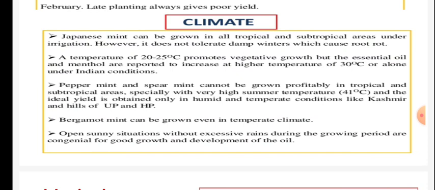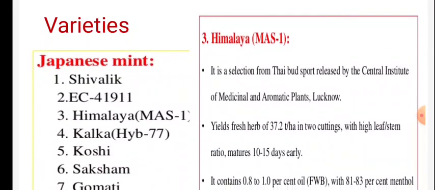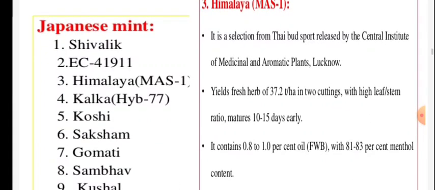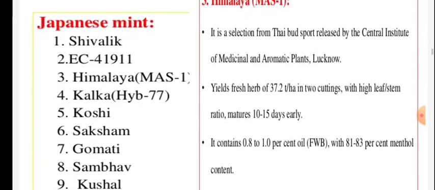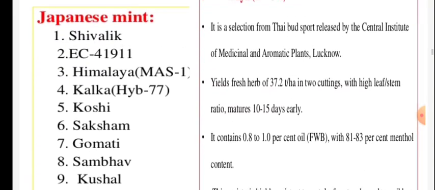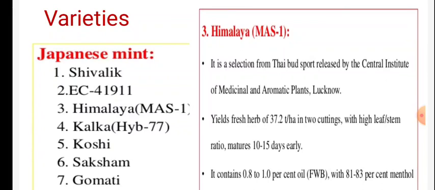Our peppermint requires up to 41 °C temperature in UP and Himachal Pradesh. HP means Himachal Pradesh. It is also grown in temperate regions. The Himalayan varieties are there. Japanese varieties are Shivalik, EC 41911, Himalaya, that is MAS1, Kalka. So remember any two varieties: Sambho, Kushal, MAS. Then the Himalaya variety was selected by the Central Institute of Medicinal and Aromatic Plants, suggested in Lucknow.